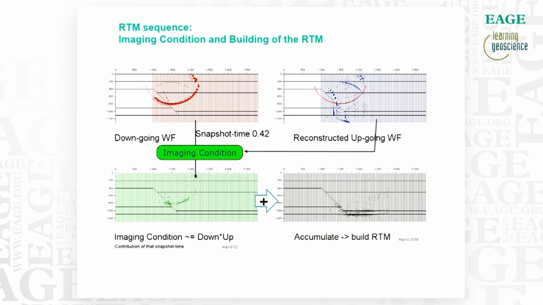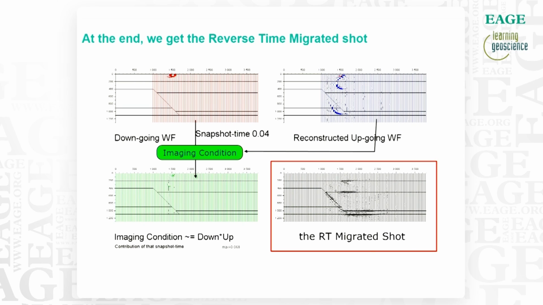Keep on moving again. And now you see the deep horizons being imaged. And now we see the dipping and the shallow ones, and eventually job done. We have reverse time depth migrated the shot through the velocity model.